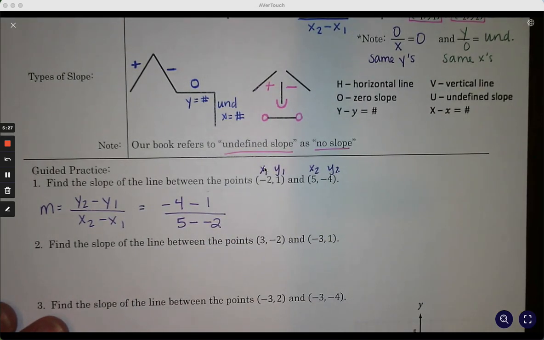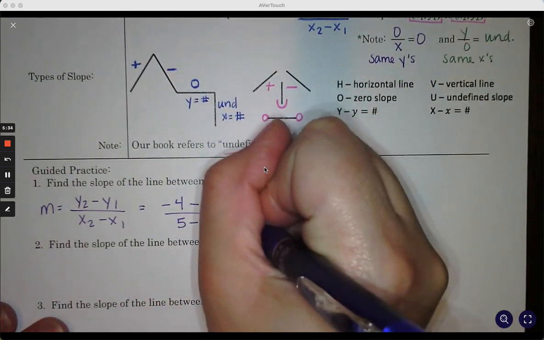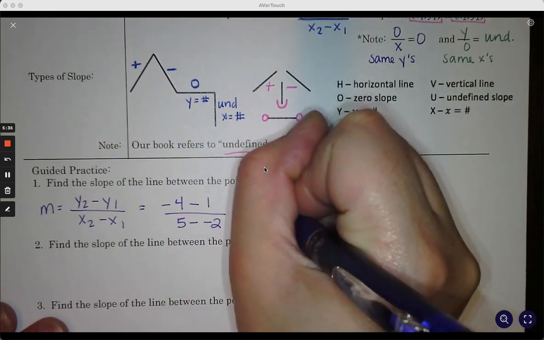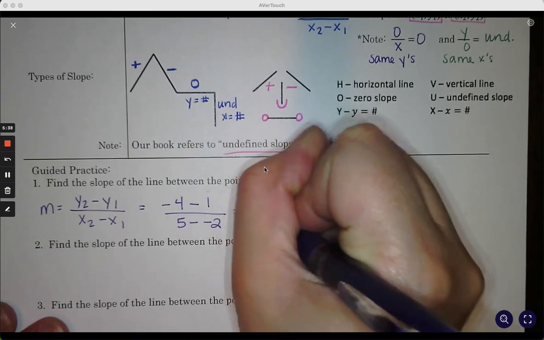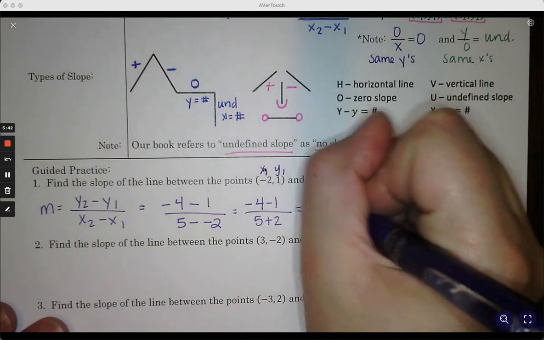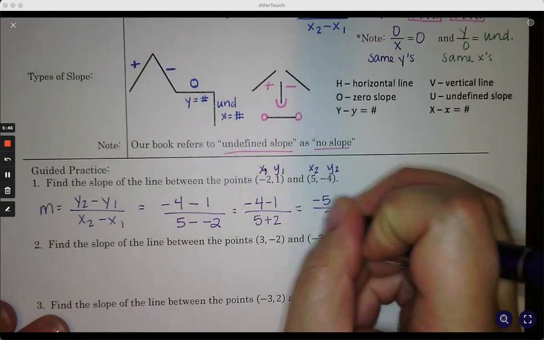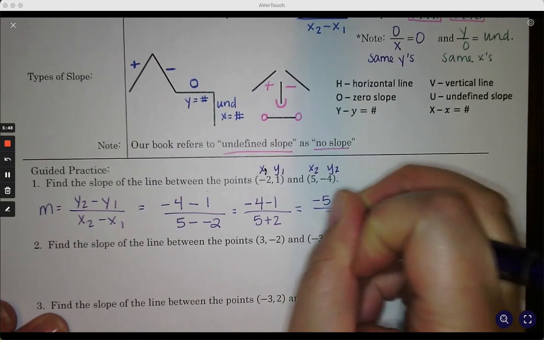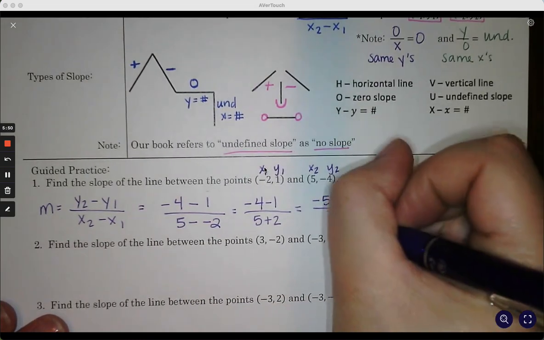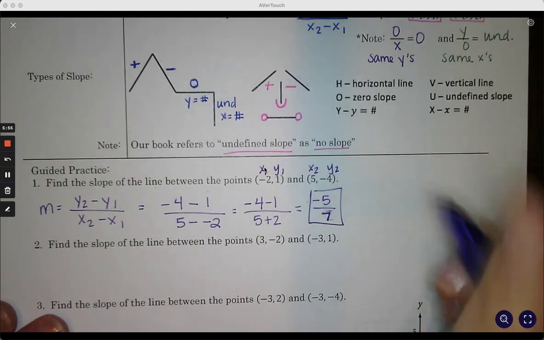Notice I didn't do anything different. I plugged them in. Okay, now we're going to notice two negatives equal a positive. So negative 4 minus 1 over 5 plus 2. Okay, so we get negative 5 over 7. Can't simplify it, so that's my slope.